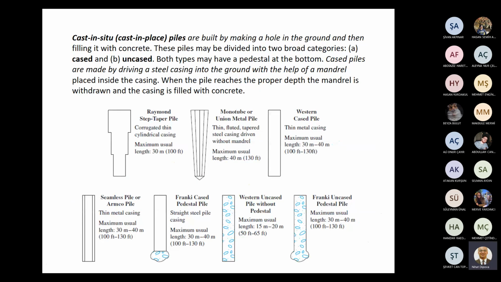The other variety of pile foundation is cast in situ or cast in place piles. They are built by making a hole in the ground and then filling it with concrete. These piles may be divided into two broad categories, cased and uncased. Both types may have a pedestal at the bottom, as shown in these figures.